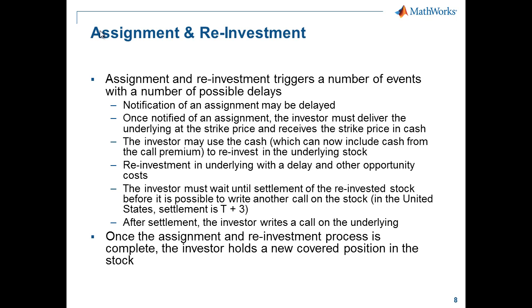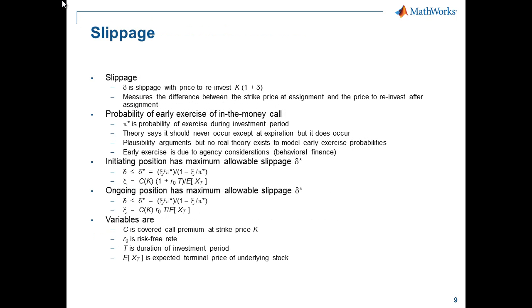Now, if you think about all these different delays and these different costs and opportunity costs and frictions and so on, it implies that there's a kind of slippage that takes place. And slippage is really the aggregate difference between the strike price that you received at assignment and the price it cost you to get back in. If slippage is 0, then obviously you're giving up the stock at the strike price and you're able to get back in at the strike price, so there's no real loss. If slippage is greater than 0, then you're paying more to get back in, and that has a negative impact on performance. And slippage can be negative as well, which would mean that you actually came out ahead to get back in.